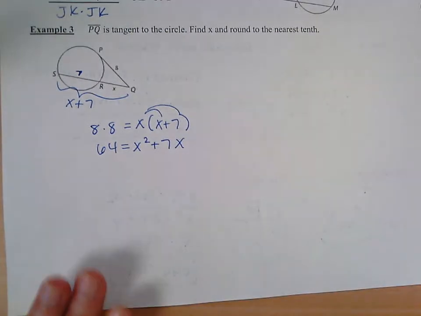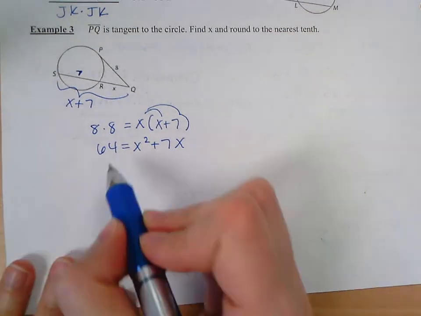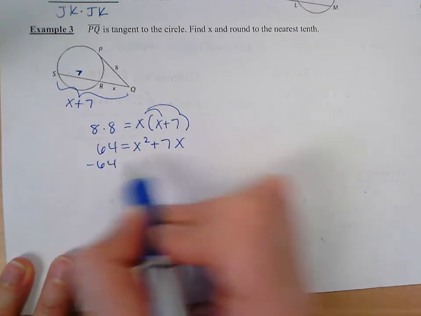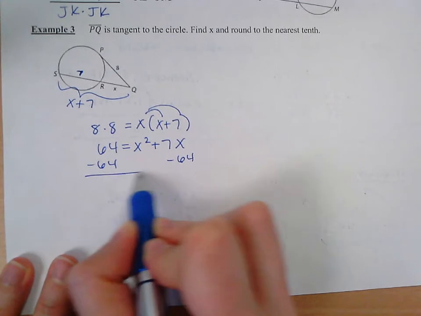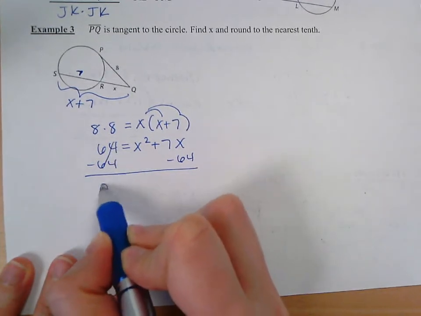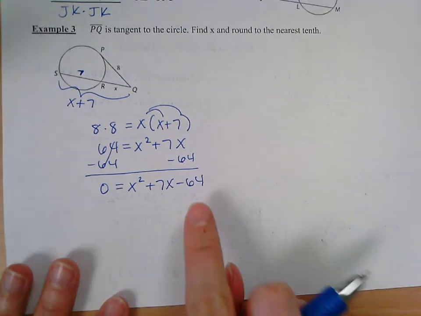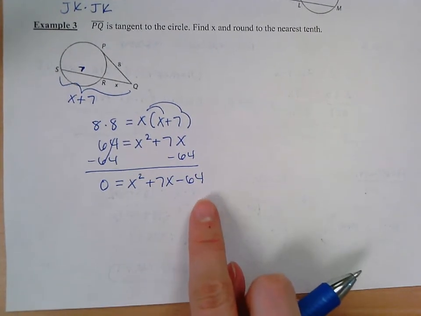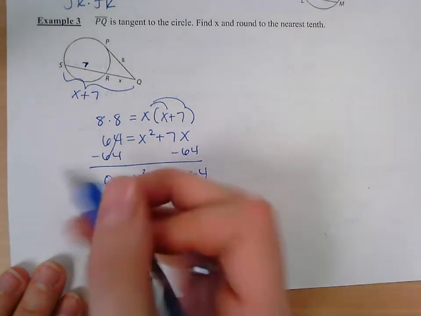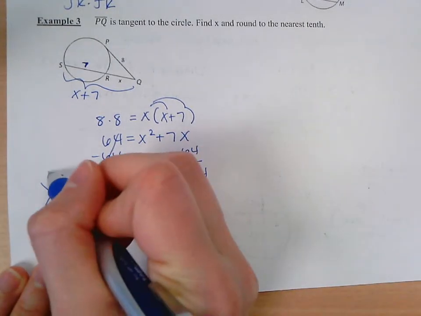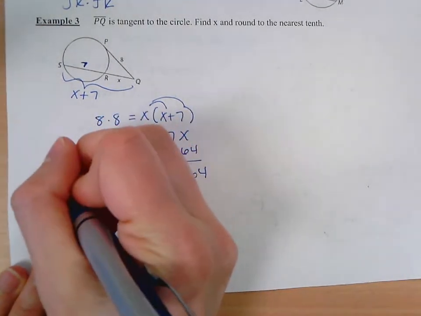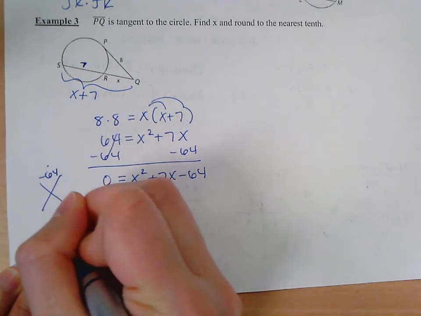So we have a quadratic equation again that we either have to use factoring or use quadratic formula. So I'm going to get one side to be 0, subtract 64. So I have 0 equals x squared plus 7x minus 64. Now I do just want to show you with this one, if I tried factoring, we'd be multiplying to negative 64 and then adding to 7.